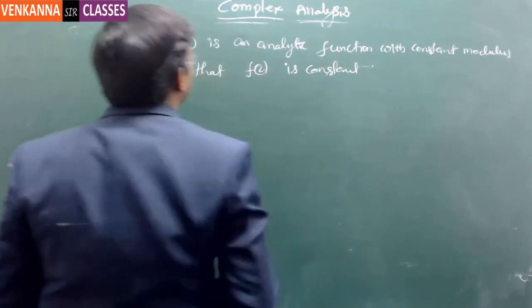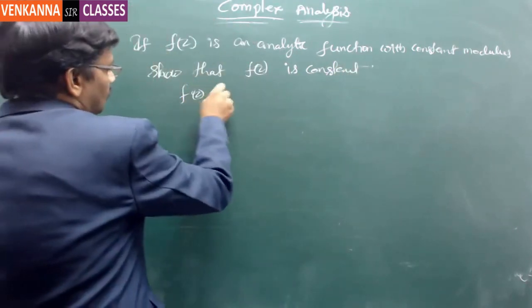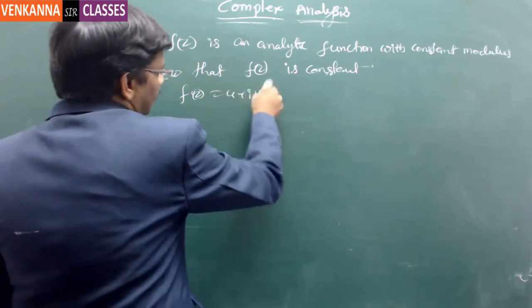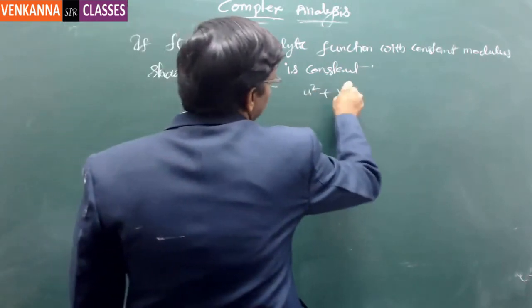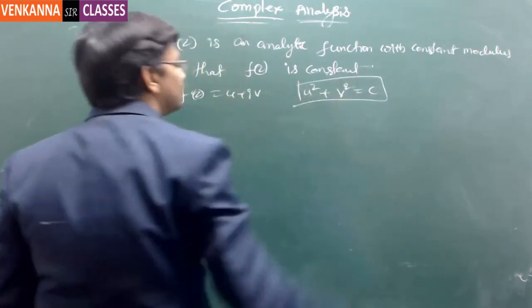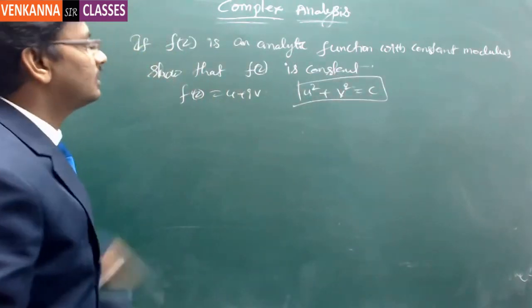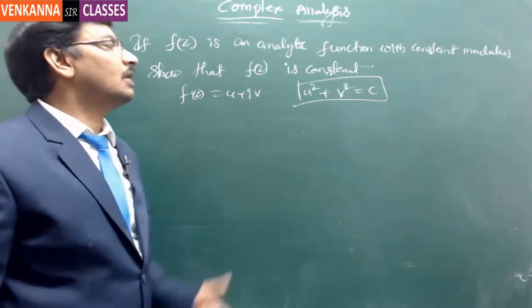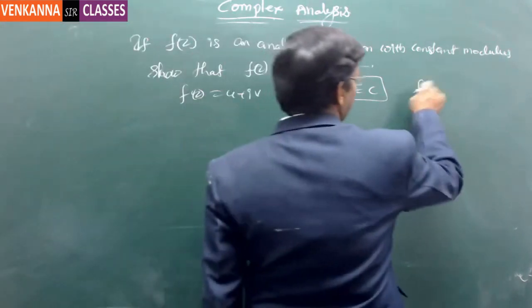Now what is given is f of z is equal to u plus iv, and u square plus v square is equal to constant. This is what is given, and this is an analytic function. Based on this, you have to prove that f of z, or u plus iv, is equal to constant.